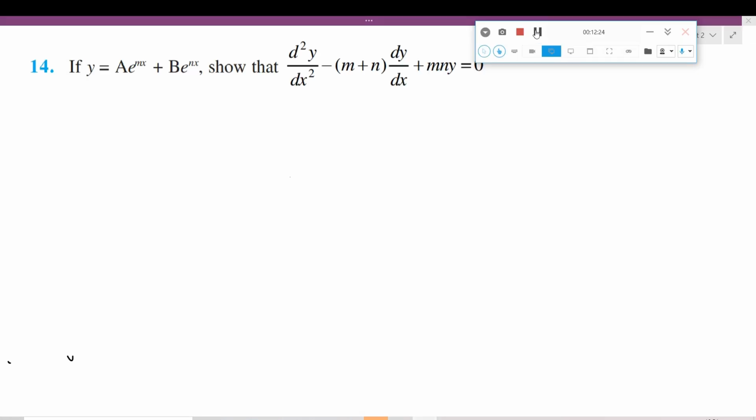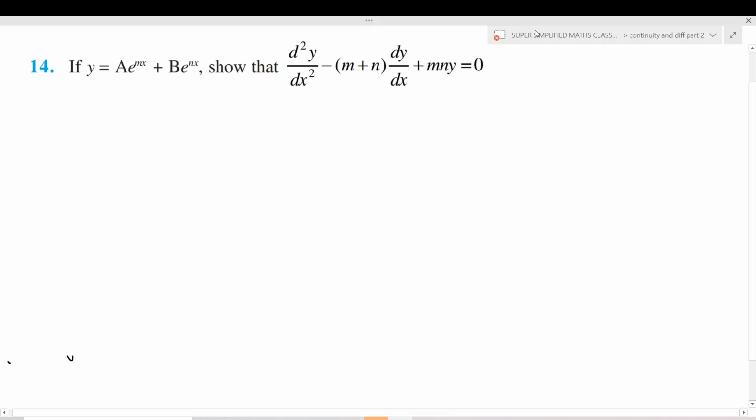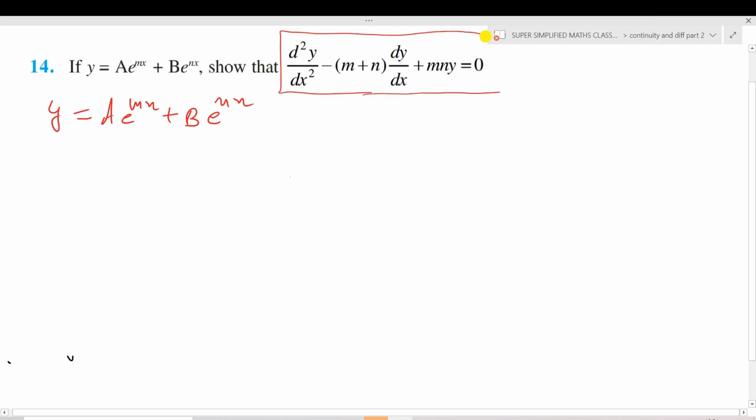Now let us move to question number 14. It says that if y is equal to a e raised to mx plus b e raised to nx, where a, b, m, n are constants, then you have to show that d2y by dx2 minus (m plus n) dy by dx plus m n y is equal to 0. So you have to show this.